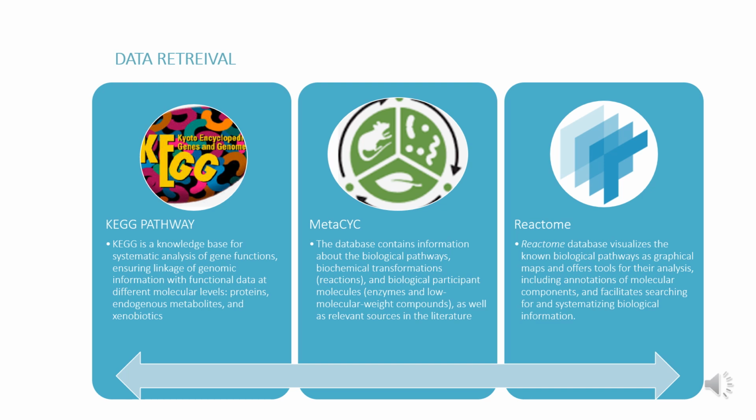For genomic information, it is KEGG orthology, KEGG genes, and KEGG genome. For information about chemical compounds, there is KEGG compound, KEGG glycan, KEGG enzyme, etc. And for information about diseases, there are KEGG disease, KEGG drug, KEGG network, etc.